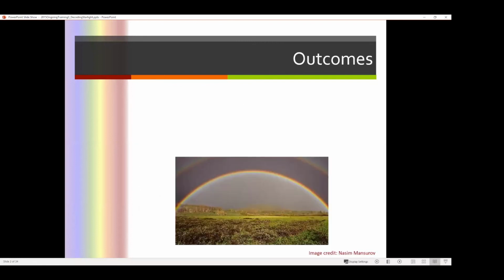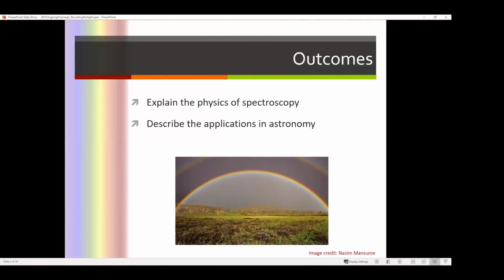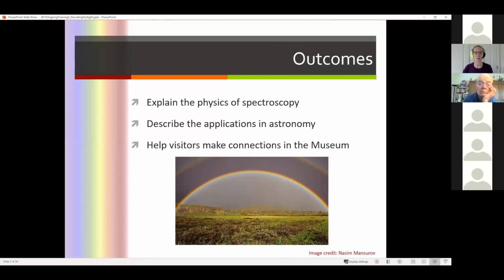All right, so the outcomes that I have for you, and of course I'm showing this gorgeous photo of a double rainbow because a rainbow is part of spectroscopy. By the end of this, I would like you all to be better able to explain the physics of spectroscopy, at least what it is and a little bit of how it works. I want you to be able to describe the applications in astronomy specifically, although if you know of other applications, you are always welcome to tie those in when you're interacting with visitors. And I'm hoping that you'll be able to help visitors make some connections in the museum to artifacts, to stories, to people, to help give that relevance piece that we're always striving for.